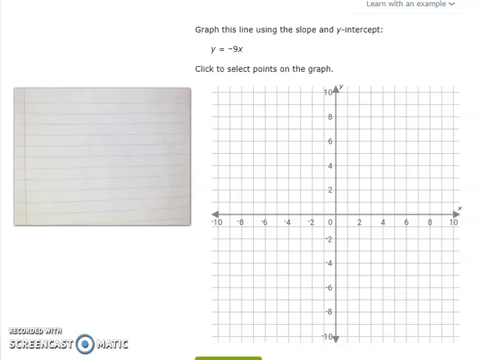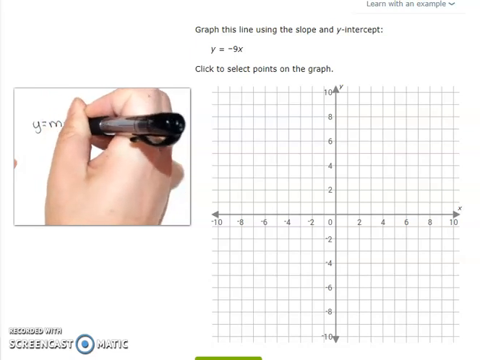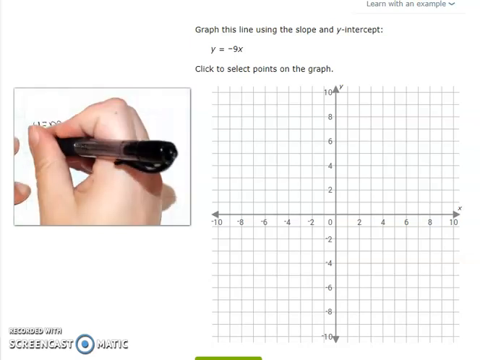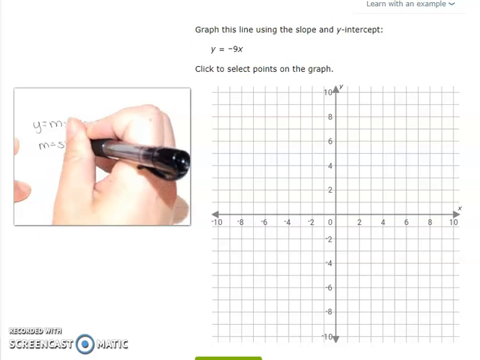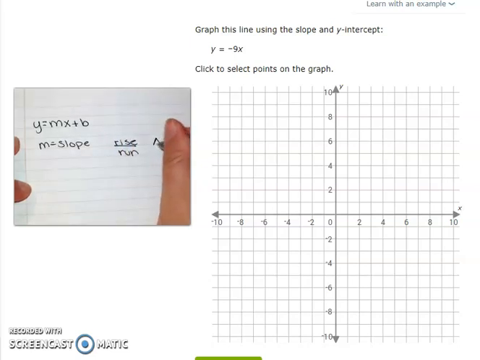Graph this line using the slope and y-intercept. Okay, remember, y equals mx plus b. M stands for slope, and that is rise over run, change in y, change in x, or change in y over change in x. Okay.